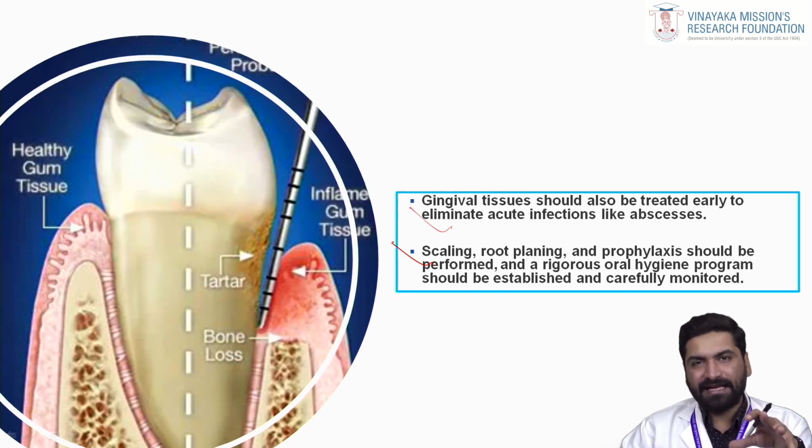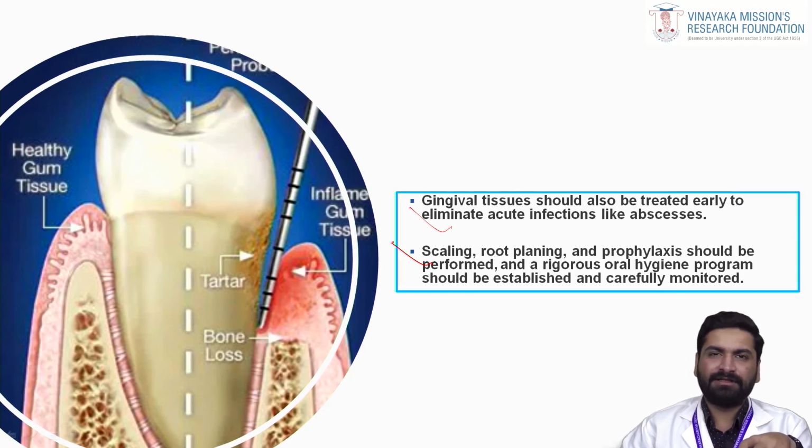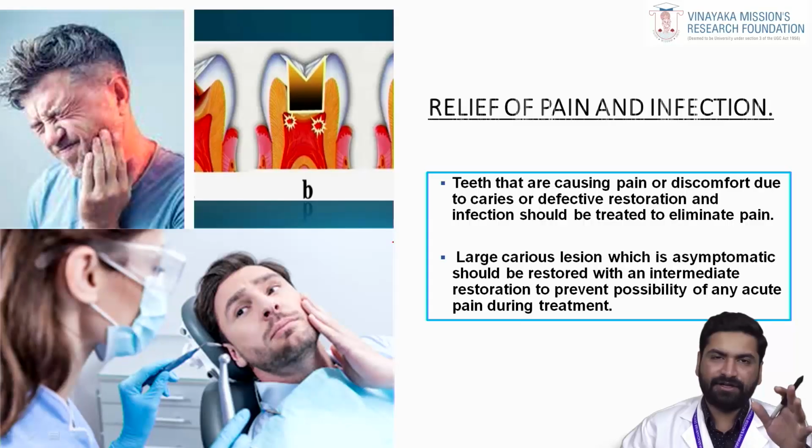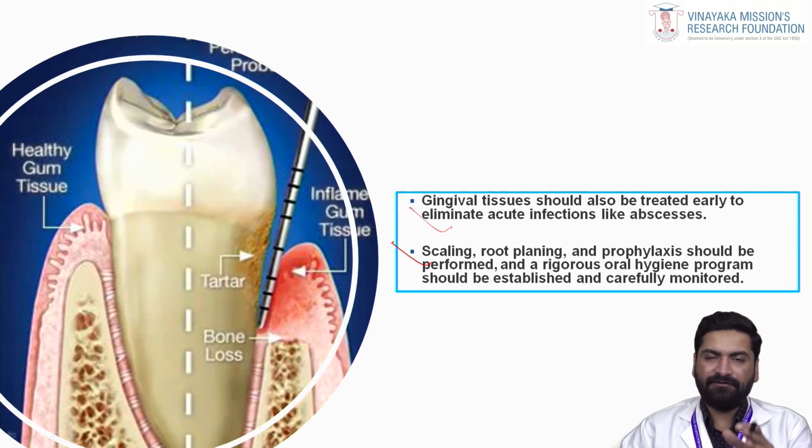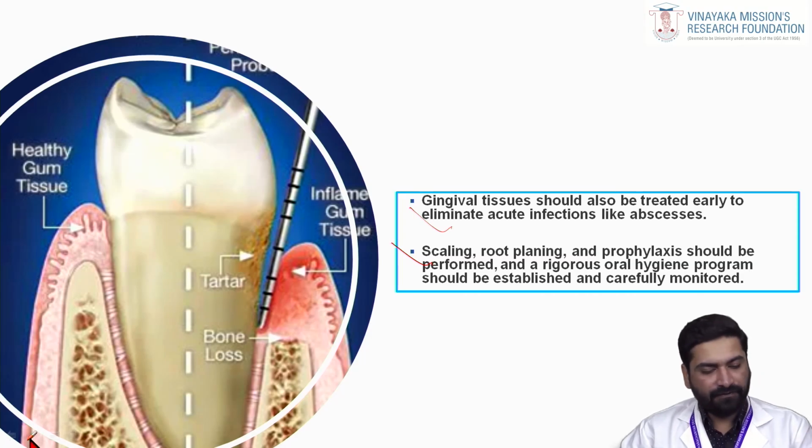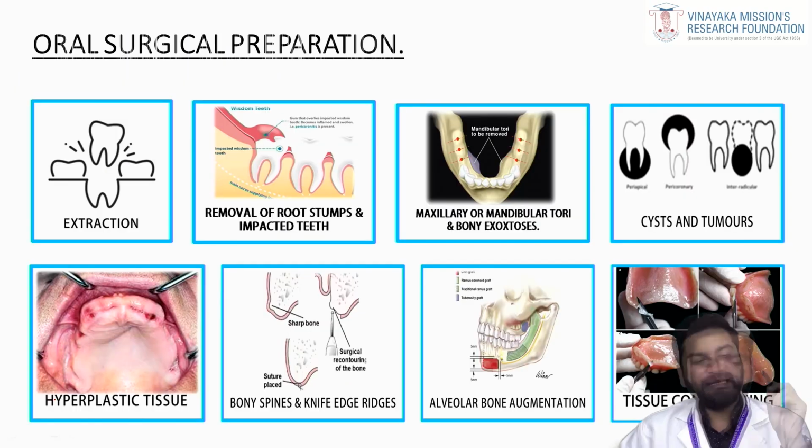So you need to be very clear and precise when you are doing all this planning. So in that case, firstly, carious lesions or any pain and infection, any inflammation, abscess, oral hygiene, everything should be evaluated first, and then you move on to your upcoming parts. Then next is oral surgical preparation.